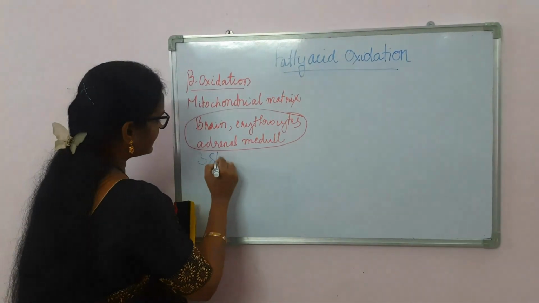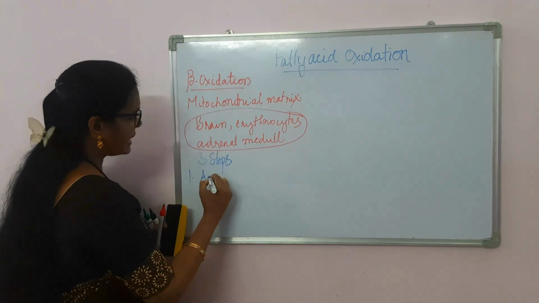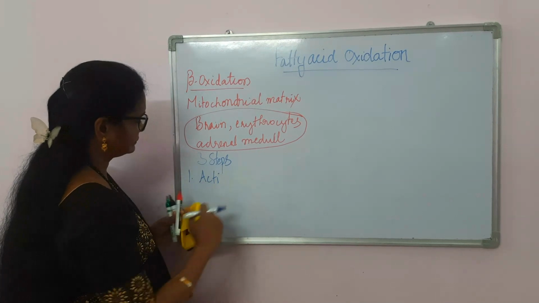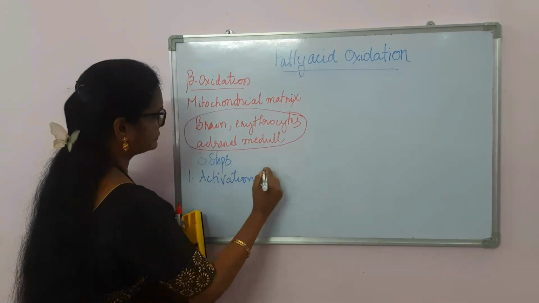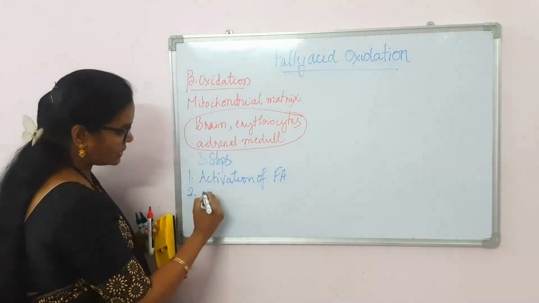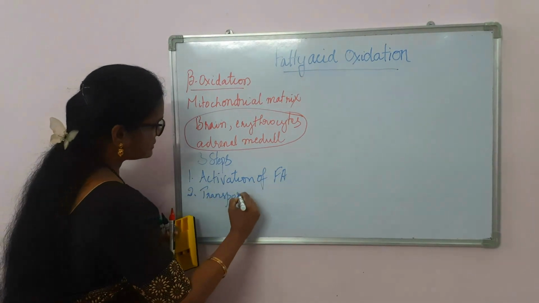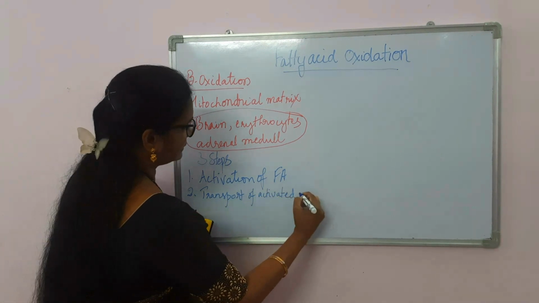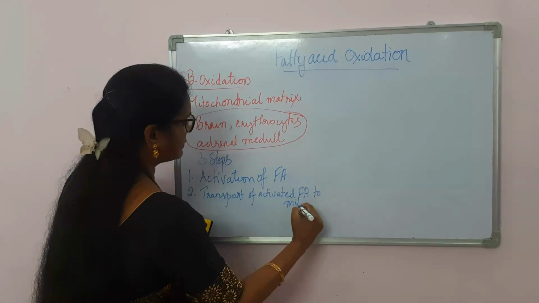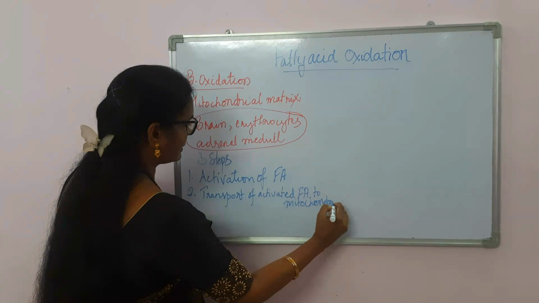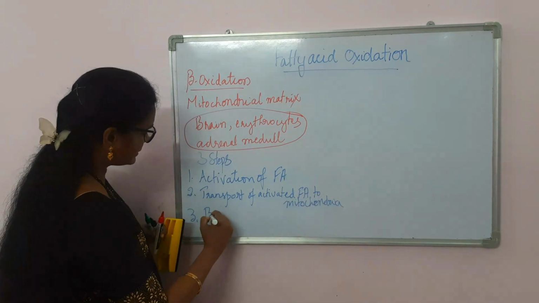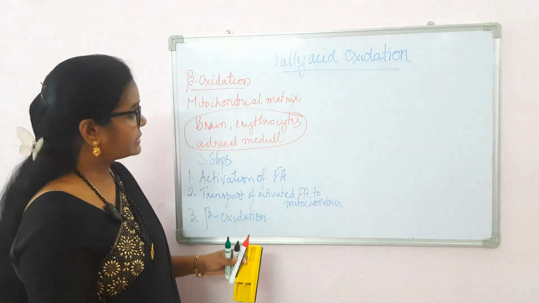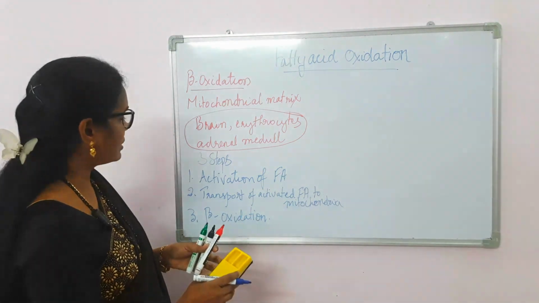It takes place in 3 steps. First one is activation of fatty acids. And second one is transport of activated fatty acid to mitochondria. This is the second step. And third step is how actual oxidation or beta oxidation takes place. These are the three important steps in fatty acid oxidation.